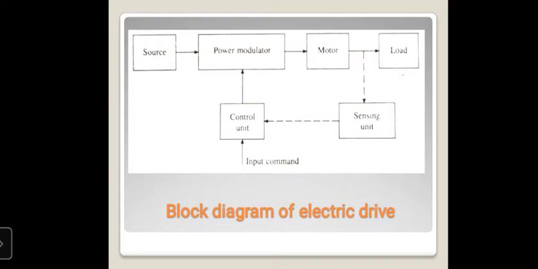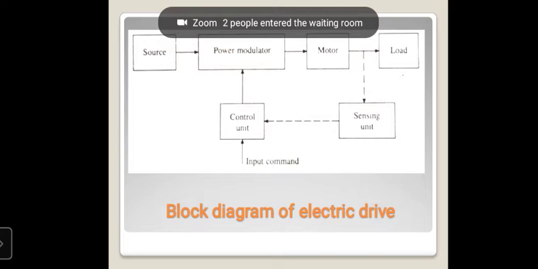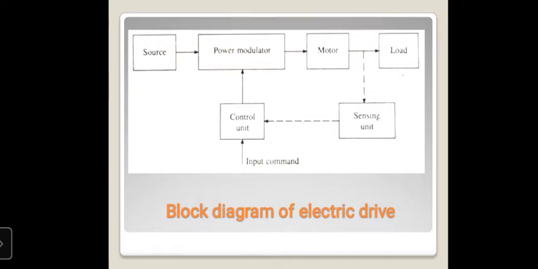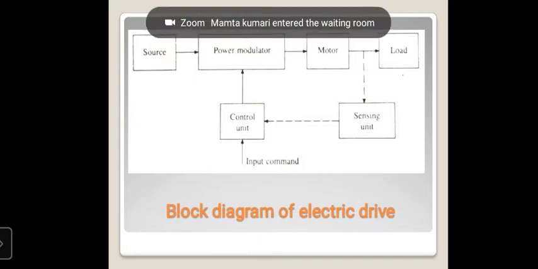Can you tell me whether it is an open loop system or a closed loop system? Why do you say that? Good. Though there is a feedback path, that means it is a closed loop system.